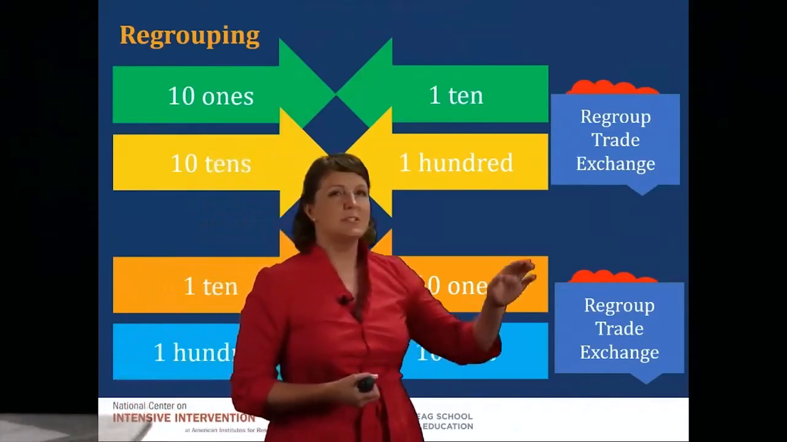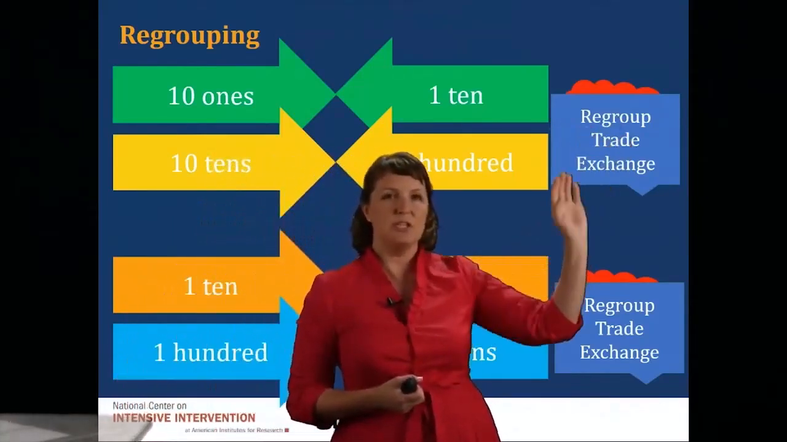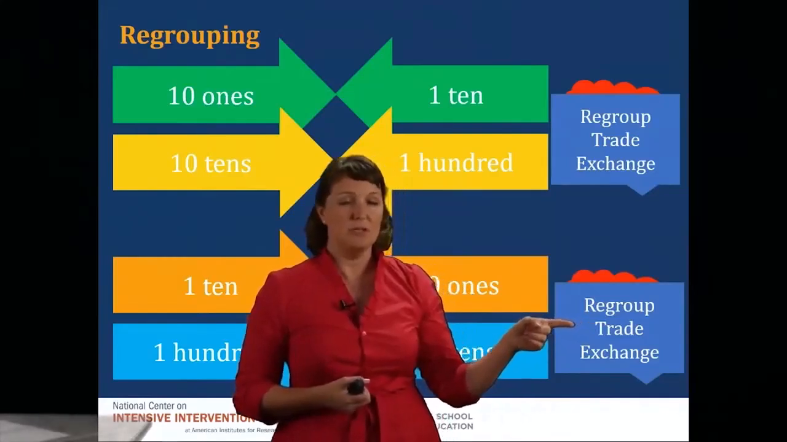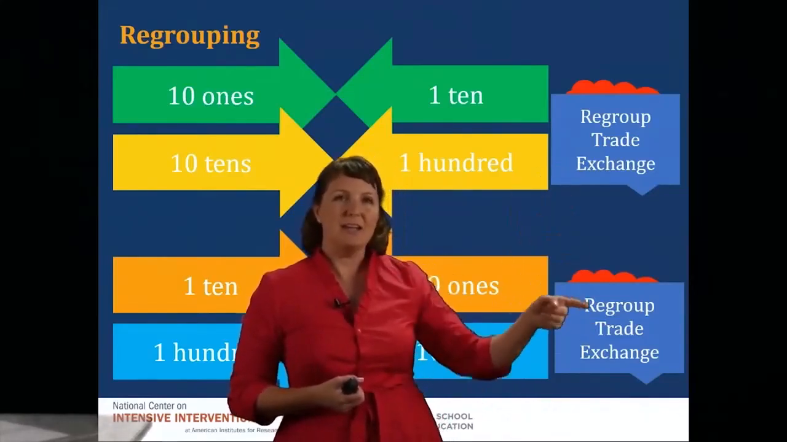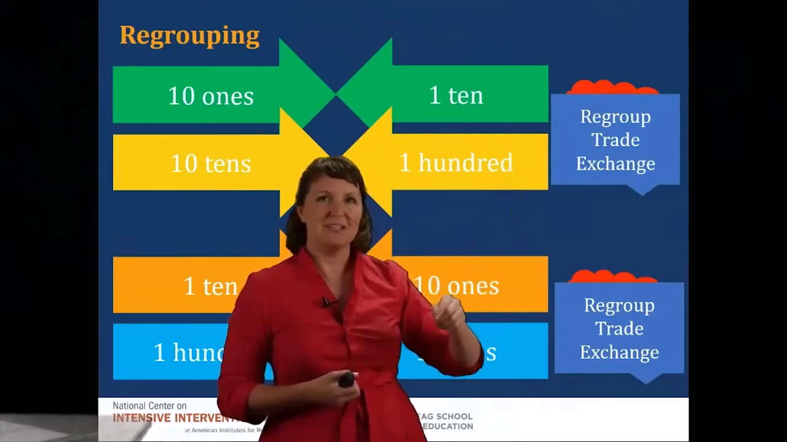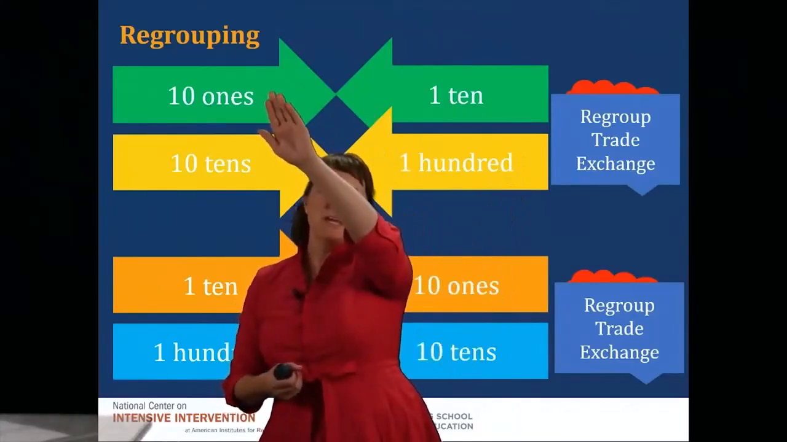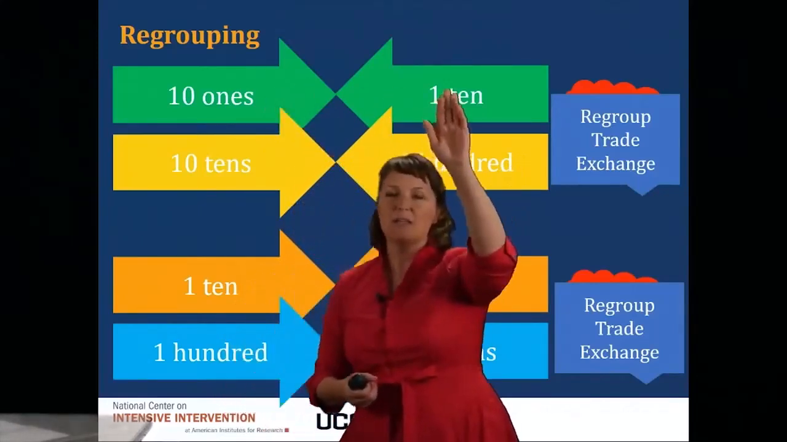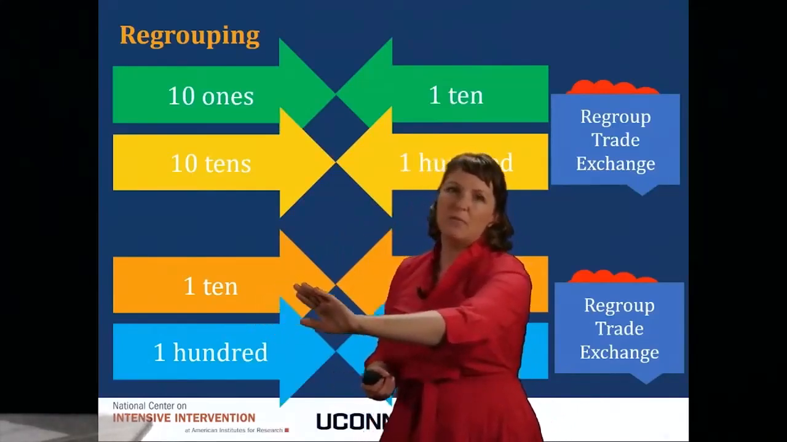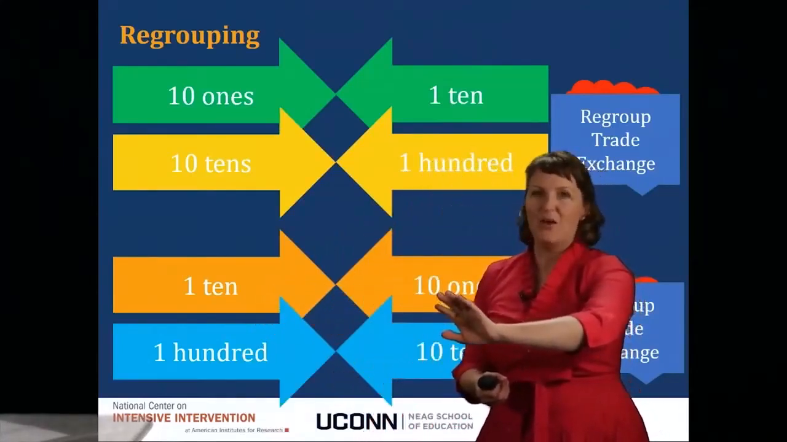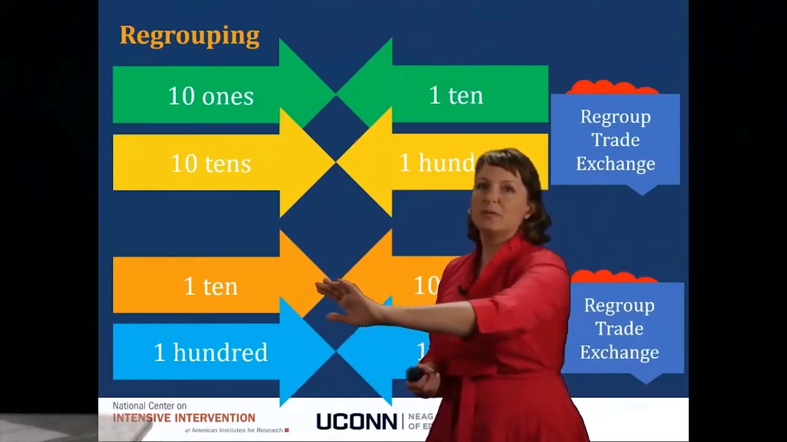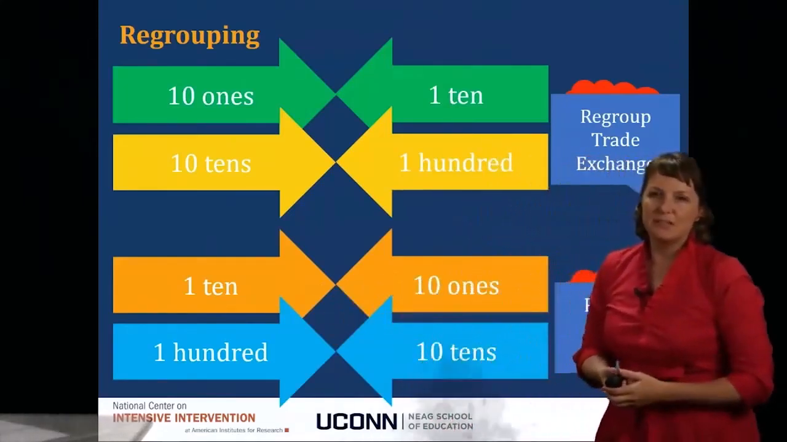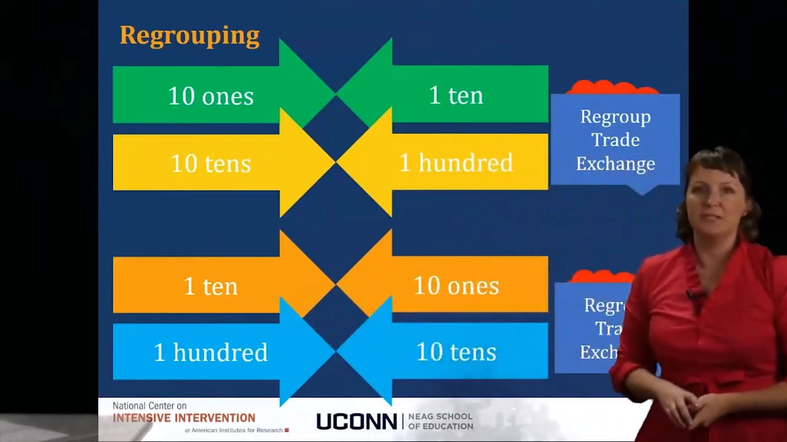And what you will notice is that the terms that we can use in addition are the same as the terms that we can use in subtraction. And I like that idea. It makes sense because I'm regrouping 10 ones for 1 ten. And the same way in subtraction, I'm regrouping 1 ten for 10 ones. It shows the relationship among these different units of place value.